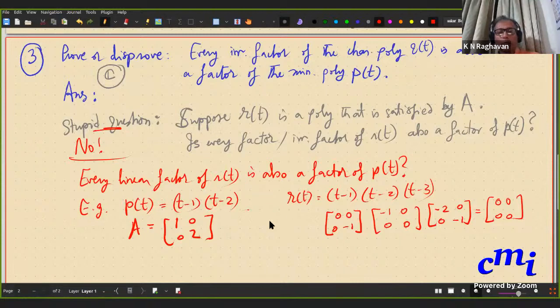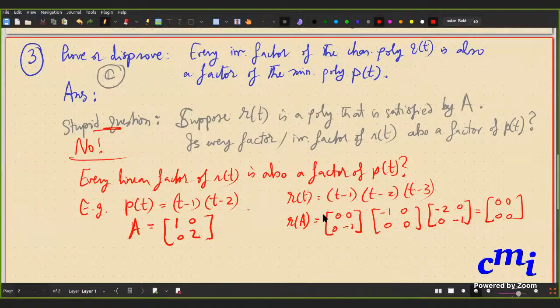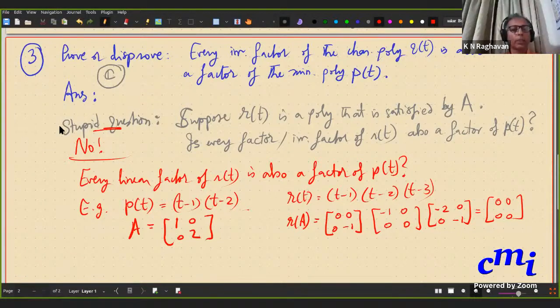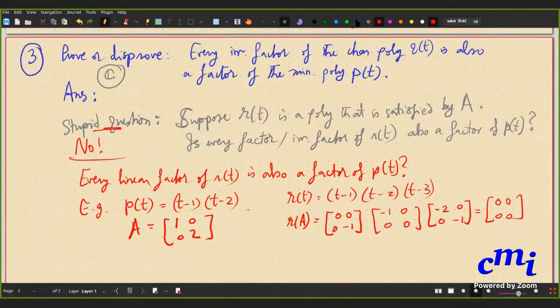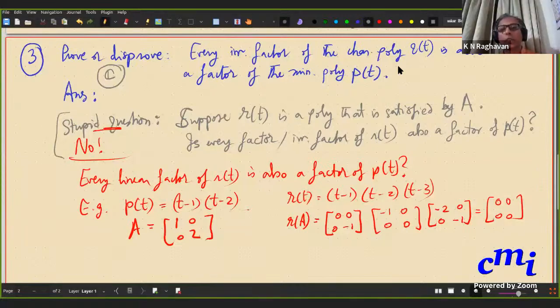So this is R of A. Was it Anita ma'am again who responded? Yes, sir. Okay, is this clear? I can explain again. Yes, sir. Okay, now let's come back to this. For the characteristic polynomial, this is being asked. Is this true or false? That's the question.